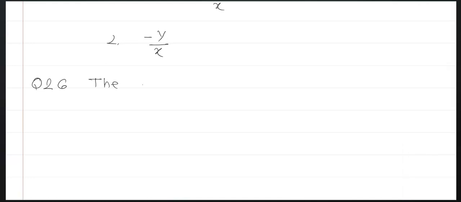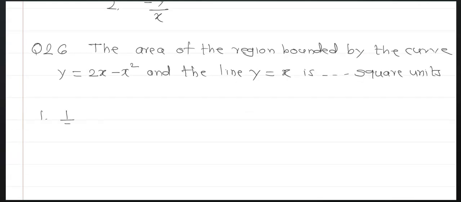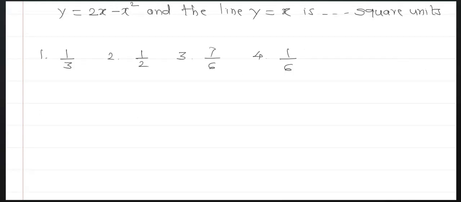Question number 26. The area of the region bounded by the curve y is equal to 2x minus x square and the line y is equal to x is: 1 upon 3, 1 upon 2, 7 upon 6, and the fourth is 1 by 6.